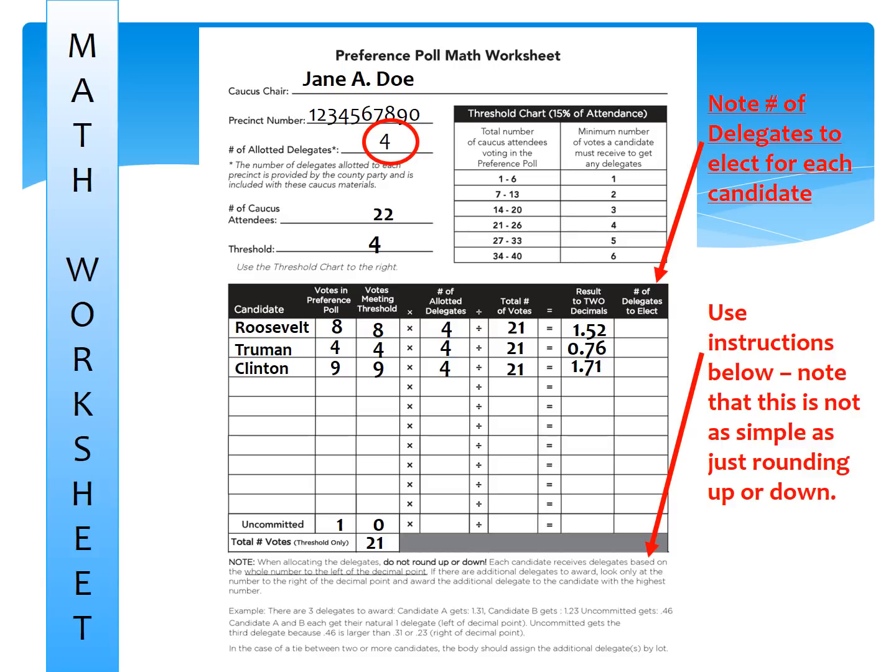Next, you look at the numbers to the right of the decimal places and see which of the 2 remaining delegates are the largest numbers. In our example, candidate Truman has 0.76 to the right of the decimal place, and candidate Clinton has 0.71. They are the ones that get the 2 remaining delegates. So, Roosevelt gets 1 delegate, Truman gets 1 delegate, Clinton gets 2 delegates. I know this sounds confusing, but if you follow the instructions at the bottom of the page, you can't go wrong. If there's a tie, then the remaining delegate is assigned by lot, usually by the flip of a coin.